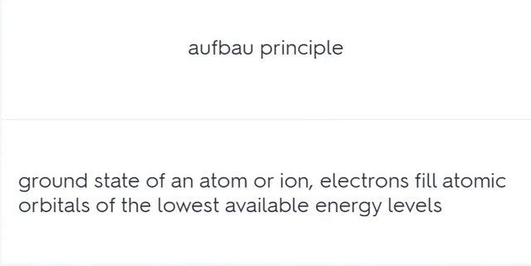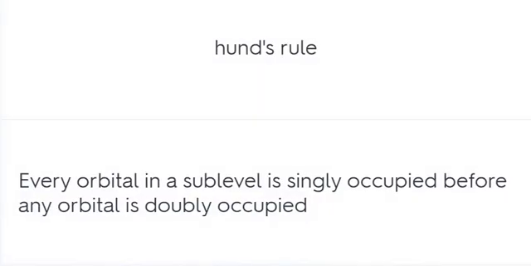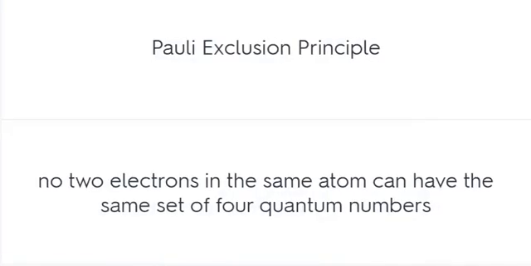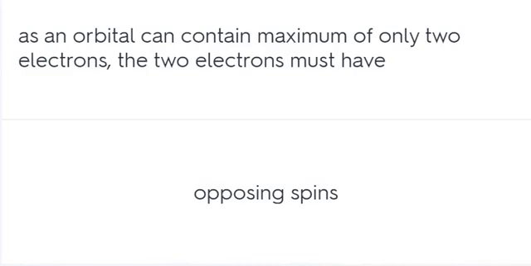Aufbau principle. In the ground state of an atom or ion, electrons fill atomic orbitals of the lowest available energy levels. Hund's rule. Every orbital in a sublevel is singly occupied before any orbital is doubly occupied. Pauli exclusion principle. No two electrons in the same atom can have the same set of 4 quantum numbers. As an orbital can contain a maximum of only 2 electrons, the 2 electrons must have opposing spins.